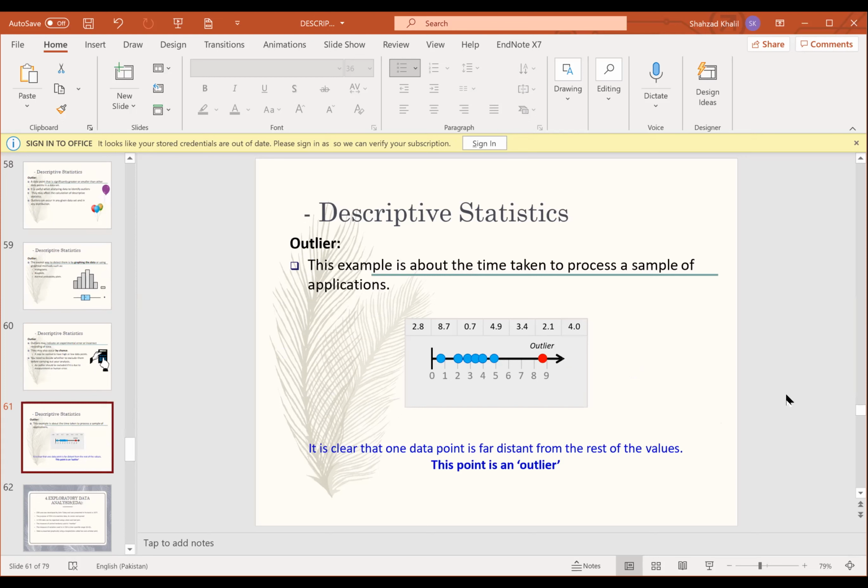So this is an example about the time taken to process a sample of applications. You can see this is the data and this is one outlier. It is clear that one data point is far distant from the rest of the values. This point is an outlier.